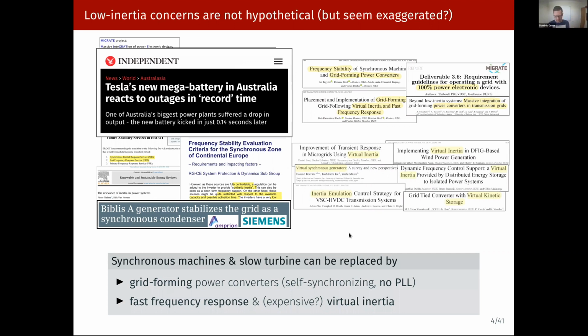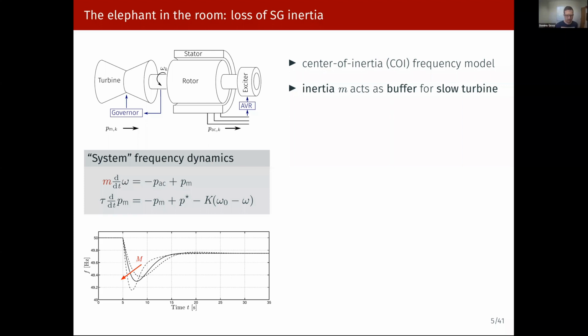So that's the theme. And diving into this a bit more, let's see what actually happens if you were to replace a synchronous machine by something that looks like a synchronous machine but has very little inertia but a very fast turbine. So to clarify how these two parameters influence the system level frequency dynamics, let me use the standard center of inertia frequency model.